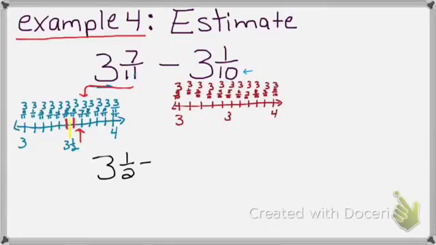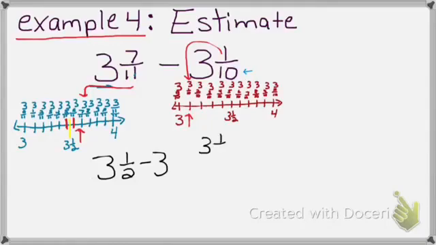10 is an even number, so half of 10 is 5. Therefore, 3 and 5 tenths would be 3 1/2. I find where that exact number is on the number line. That's where 3 1/10 is. I see what benchmark it's closest to. In this case, it's closest to the 3.